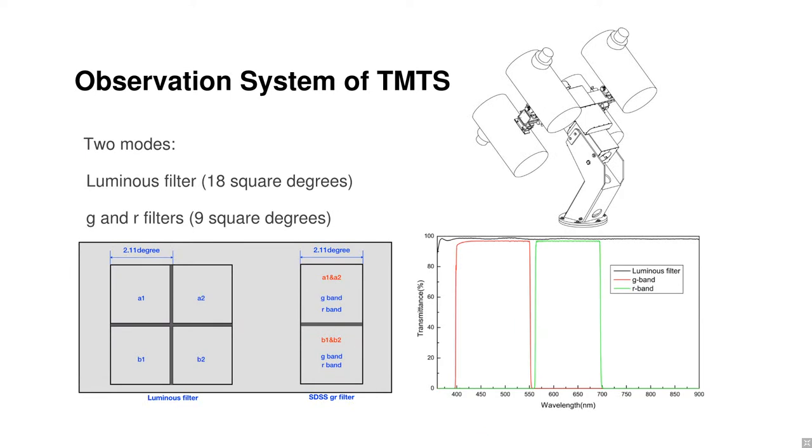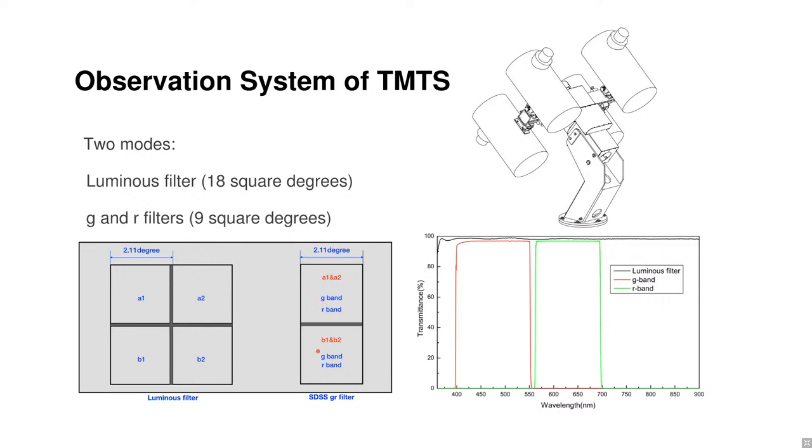Okay, this is the observational system of TMTS. Usually we can have two modes of observations. If we want to maximize our field of view, we use the luminous filter. In that case, we can have 18 square degrees for four tubes. Otherwise, if we use GMR filters, then we can have a field of view of 9 square degrees.